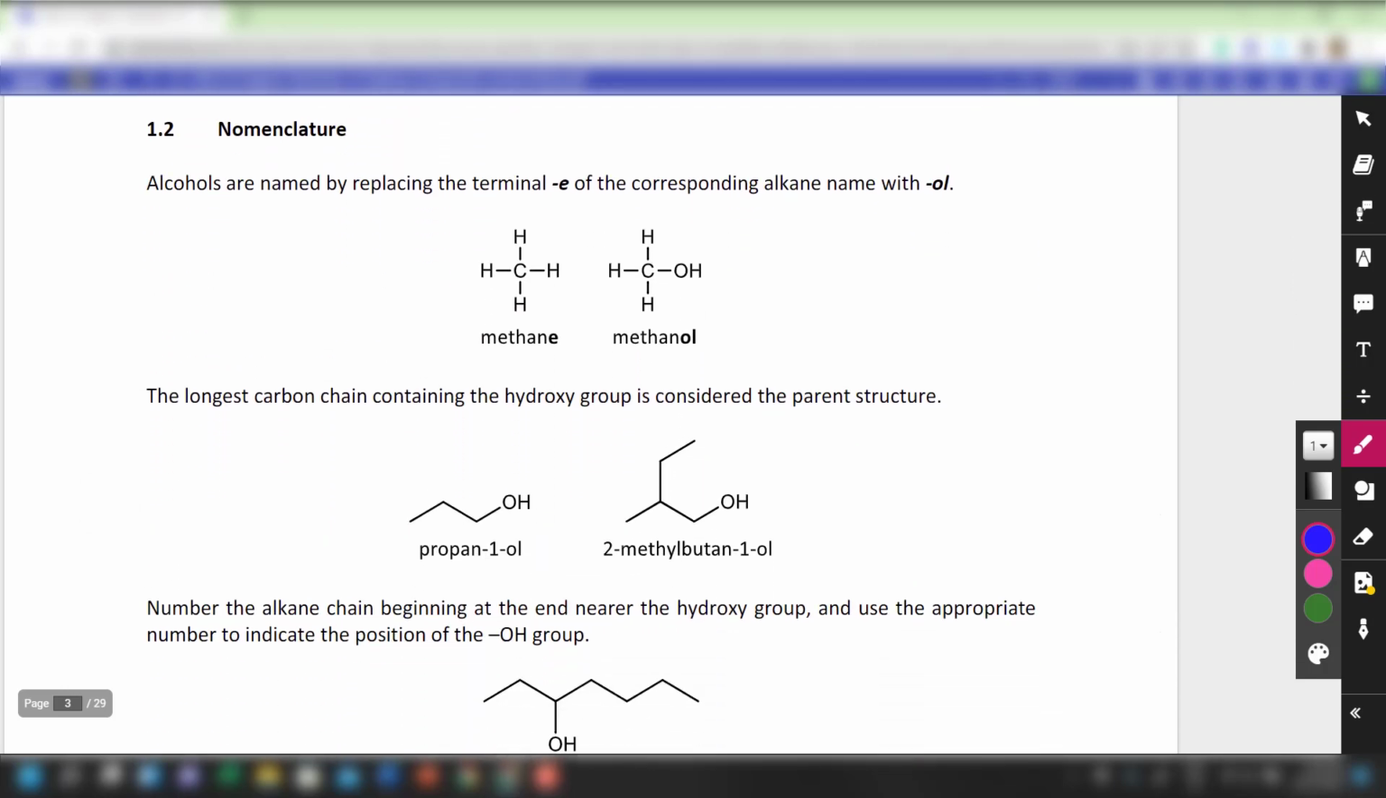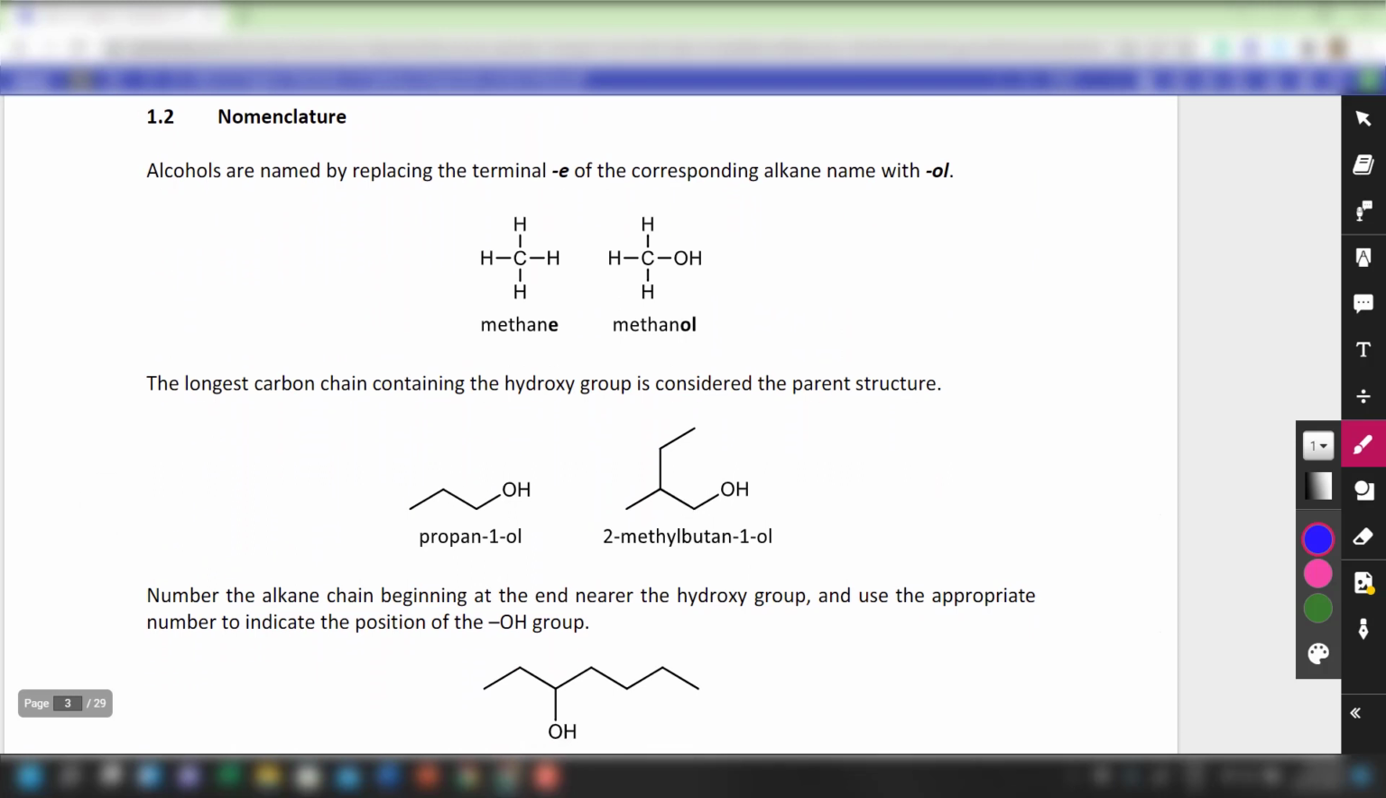Then for nomenclature, similar to what we have in earlier topics. One carbon, we have the prefix meth. Two carbons, eth, three will be prop, and then four will be but. So for methane, its corresponding alcohol will then be methanol. For ethane, it will be ethanol. For propane, it can either be propan-1-ol or propan-2-ol.